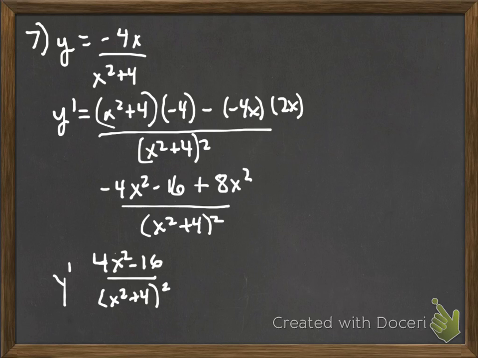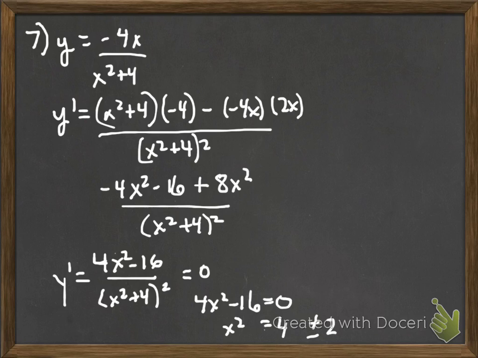That's your first derivative. Set that equal to 0 or undefined. It's never going to be undefined, but it's going to be 0 when 4x squared minus 16 equals 0. So x squared equals 4. So plus or minus 2, that's your critical numbers.